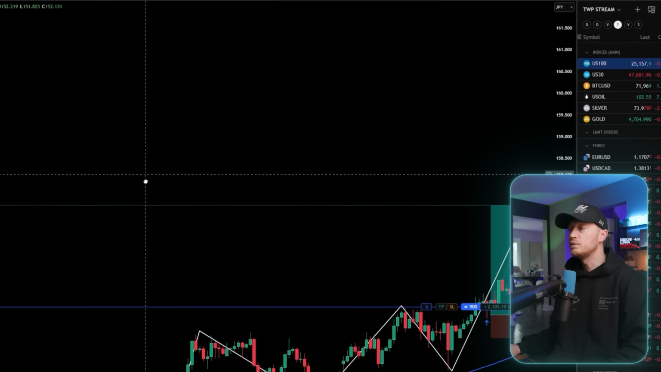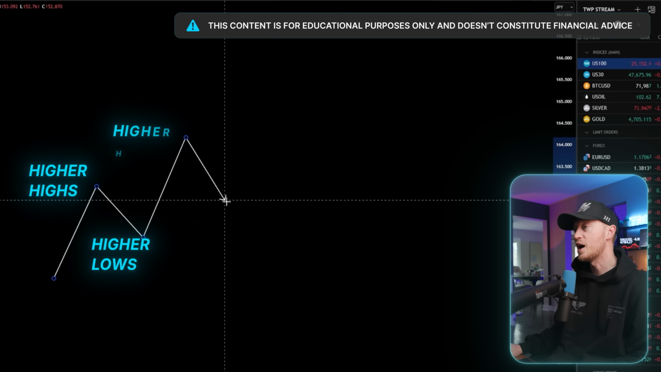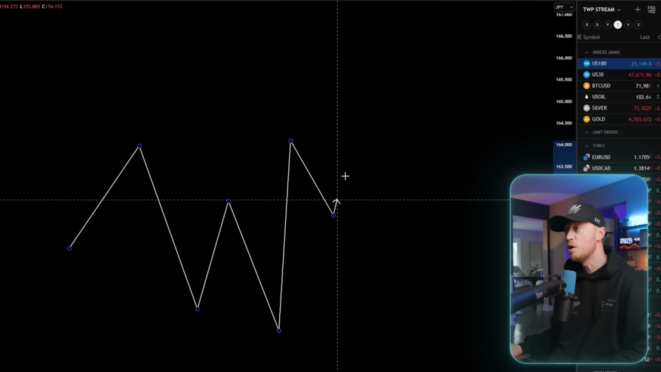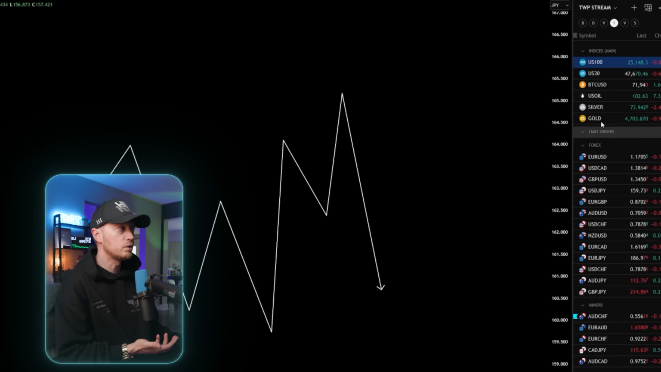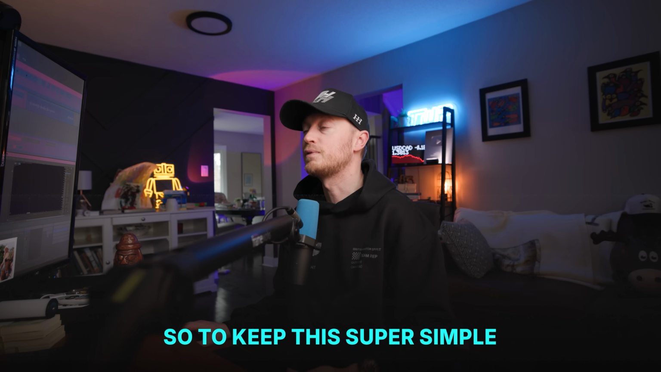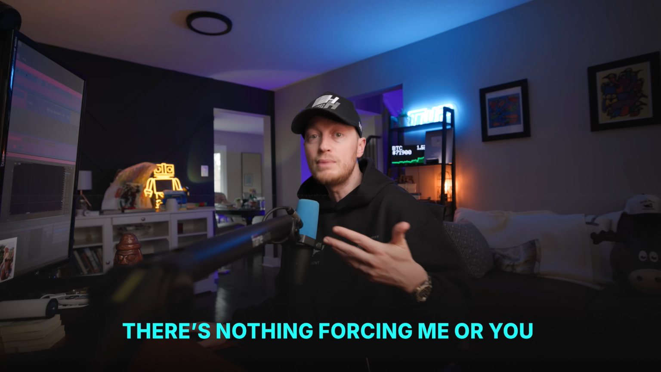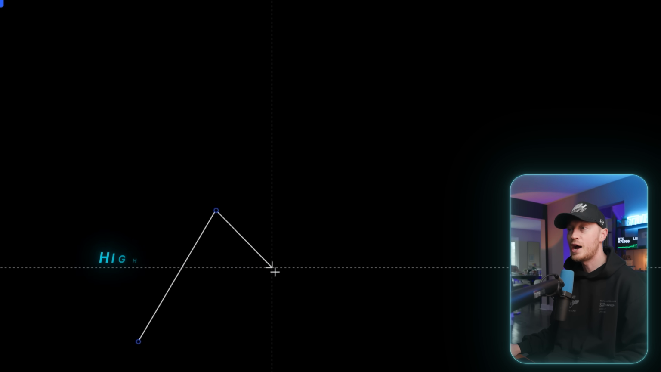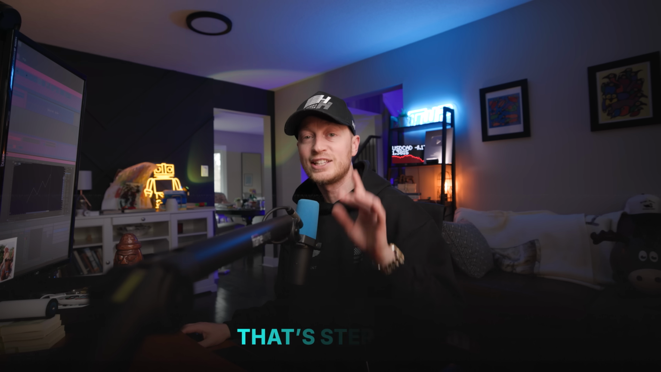Now, a lot of traders get confused when the market doesn't look like this. Instead of making the higher highs and the higher lows consistently, it looks more like this, with no real clear direction. And in this case, I simply won't trade it. I'll look on the right side here and I'll select a different pair to trade. So to keep this super simple, if the price is not in an obvious trend, I just won't trade it. There's nothing forcing me or you to take a trade in bad conditions. But when I do get my trend, I have my higher highs, I have my higher lows, I'm looking to take buy trades. That's step 1.